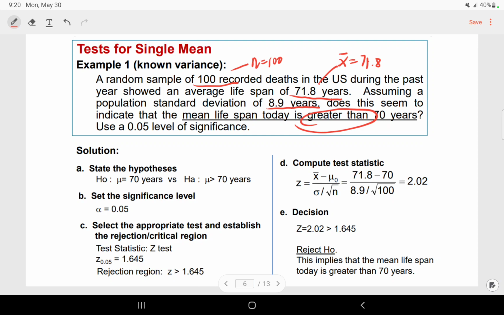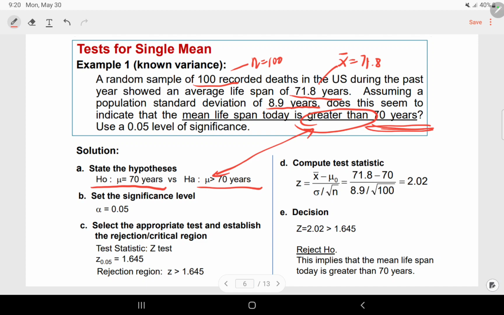That's the first one. So una, this is our fact, the 70 years. You have to state in your H0 that the average lifespan is 70 years. Now, you're trying to see if the mean lifespan today is greater than 70 years. So galing yan dito, greater than. Kaya naging greater than yung gagamitin natin.